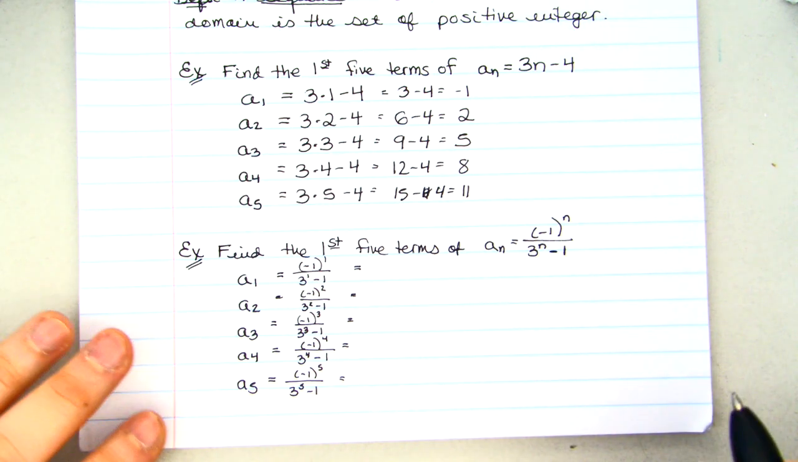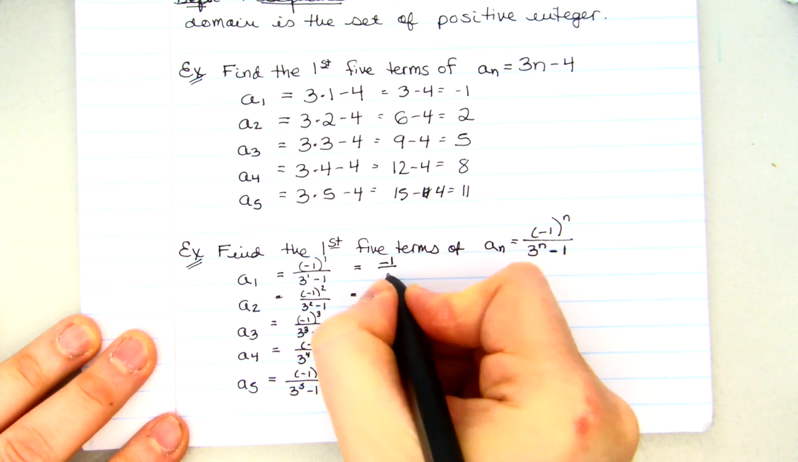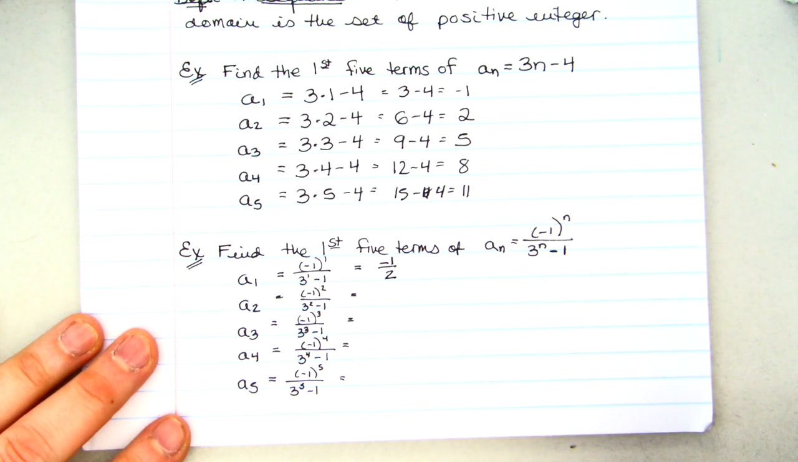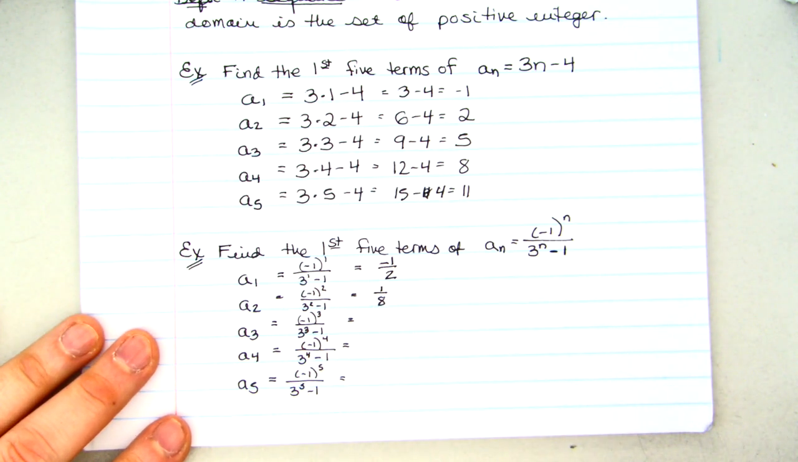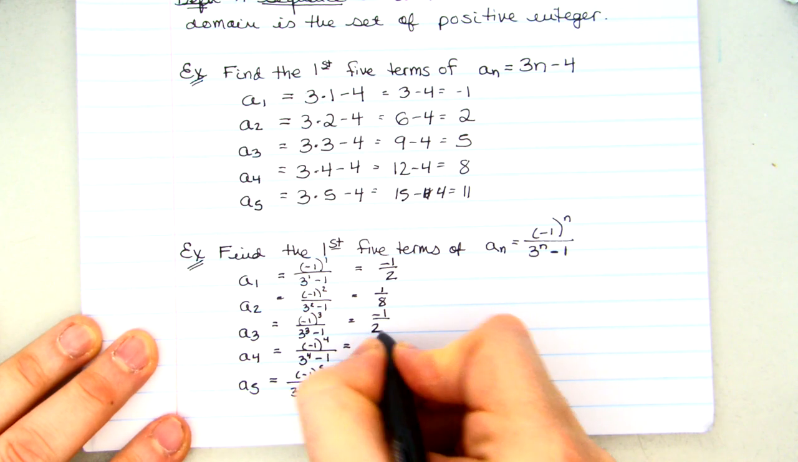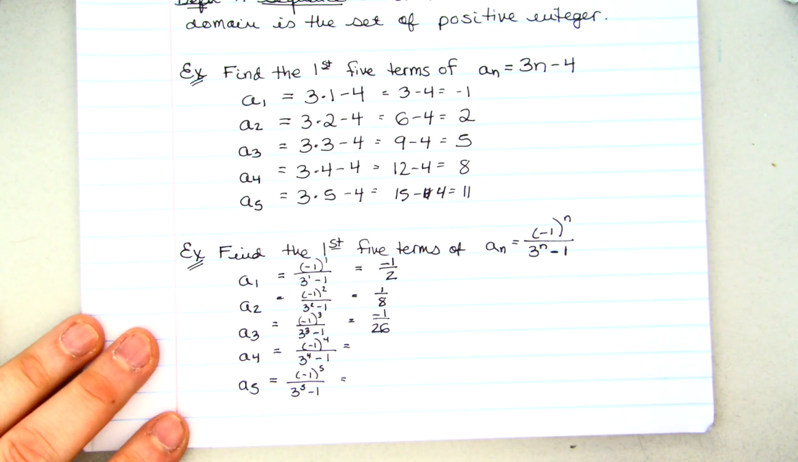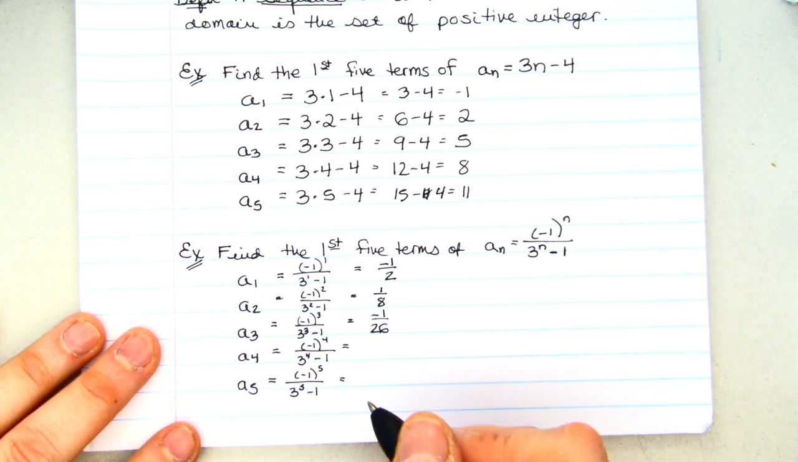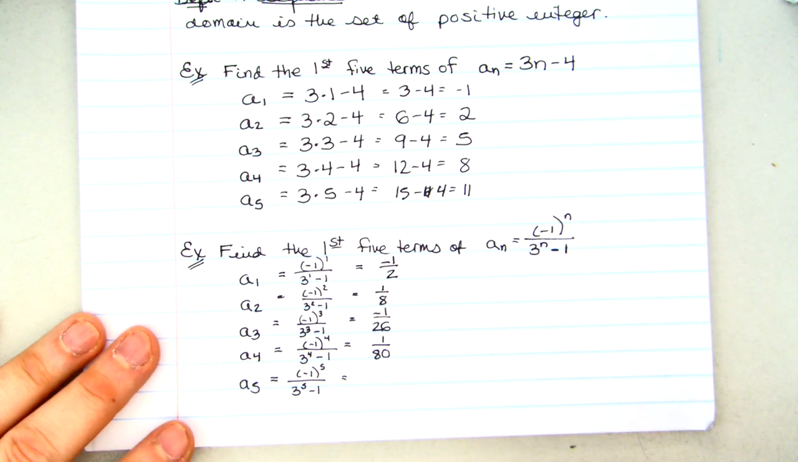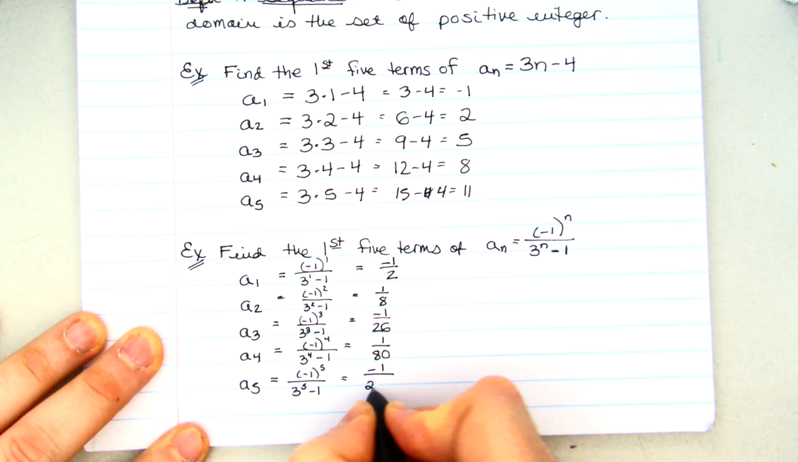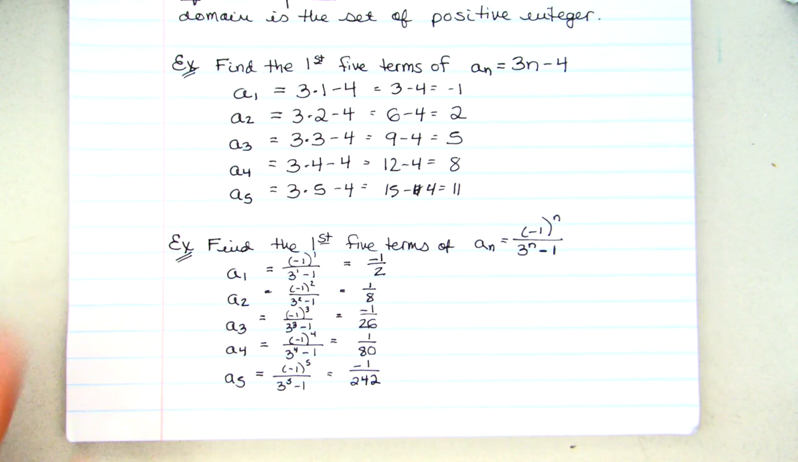Connor, what's your first term? Yep. And Jack, how about the second term? 1/8. And Emily, your third term? Yep. And Genesis, how about that fourth term? Okay. Daniel, how about the fourth term? 1/80. Yep. 81 minus 1 will give you 80. And Arian, how about the fifth term? 243 minus 1, 242. Not a big deal.